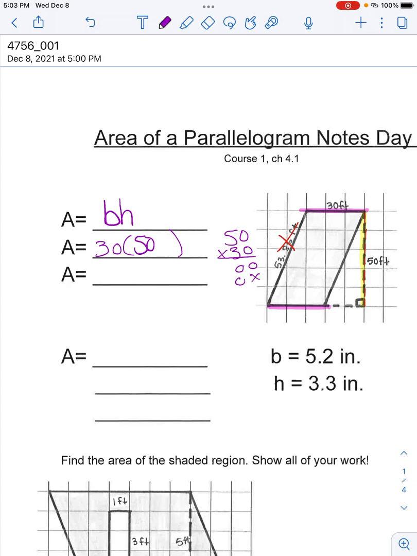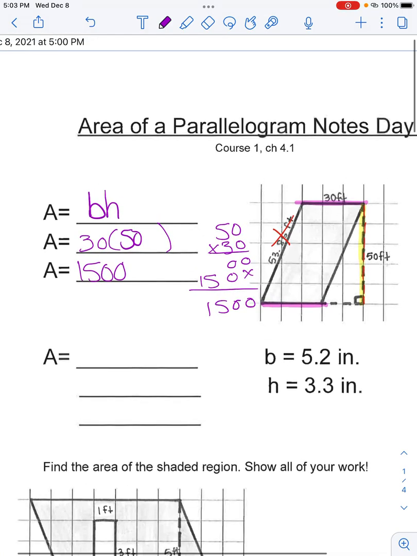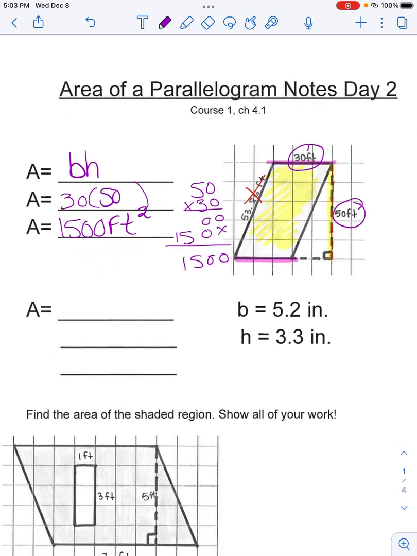And you should be showing your work on your page as well. So we have 1,500, and we must get into the routine of labeling our work now. So if you look at these dimensions, they're in feet. So we're going to say feet squared to the second power. It's got a length or a base and a height. So the amount of space inside is the area. So 1,500 feet squared.